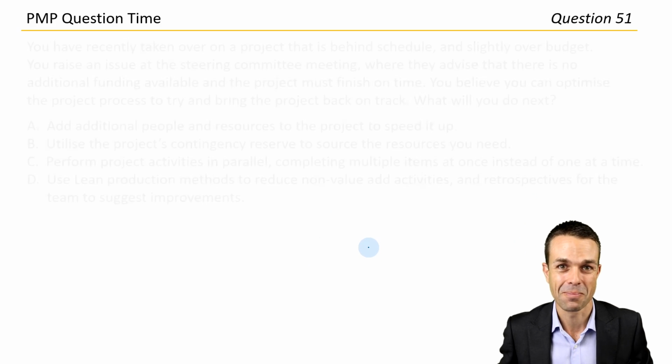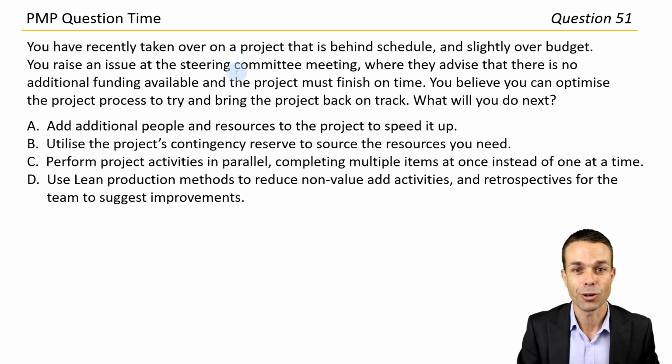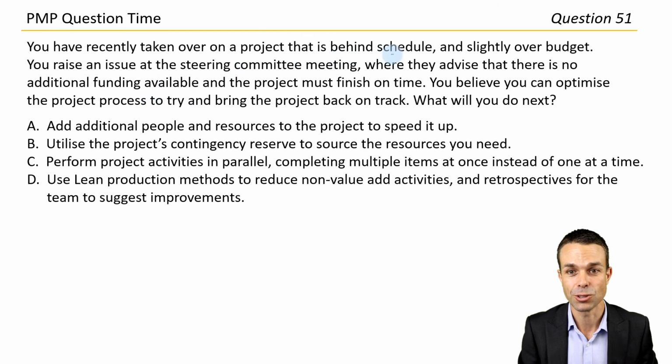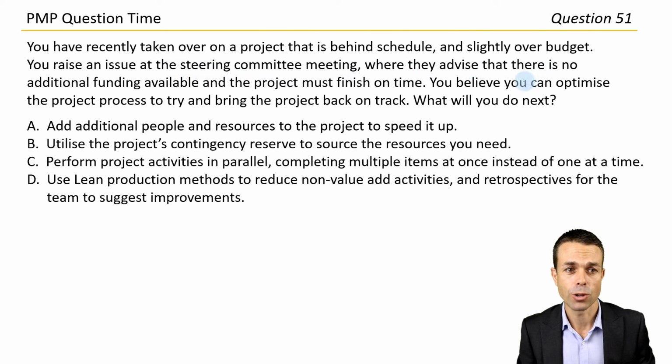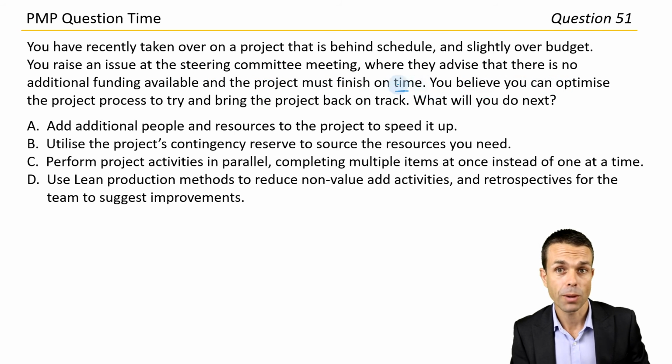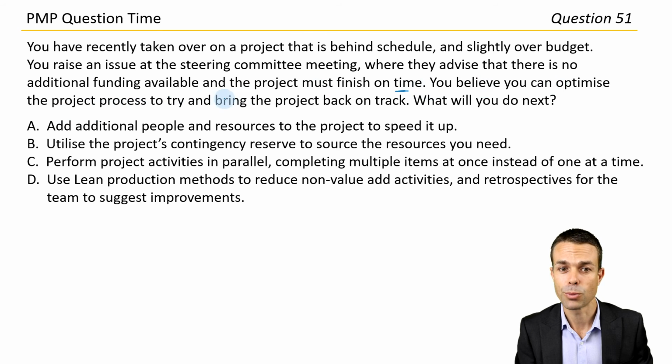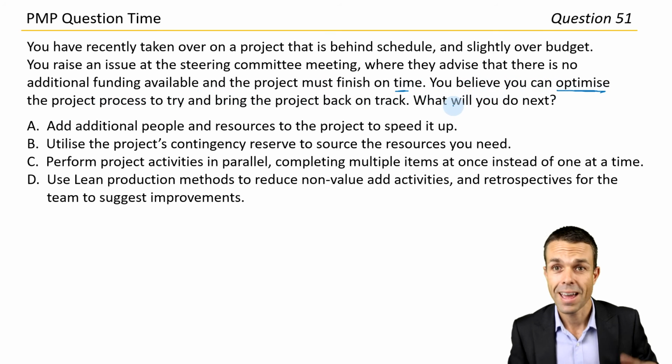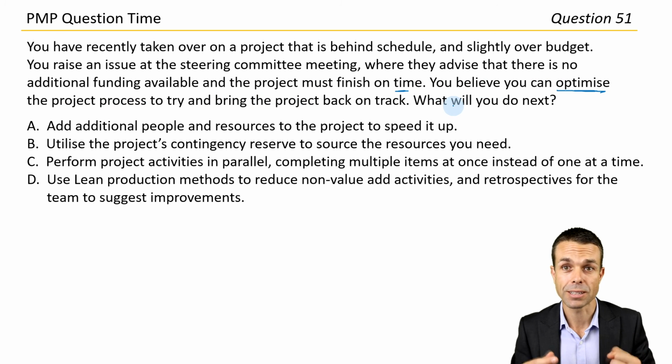Let's get into them. You have recently taken over on a project that is behind schedule and slightly over budget. You raise an issue at the steering committee meeting where they advise that there is no additional funding available for the project and the project must finish on time. You believe that you can optimize the project process to bring it back on track. Okay, that's good. What will you do next? How do we optimize a project process?